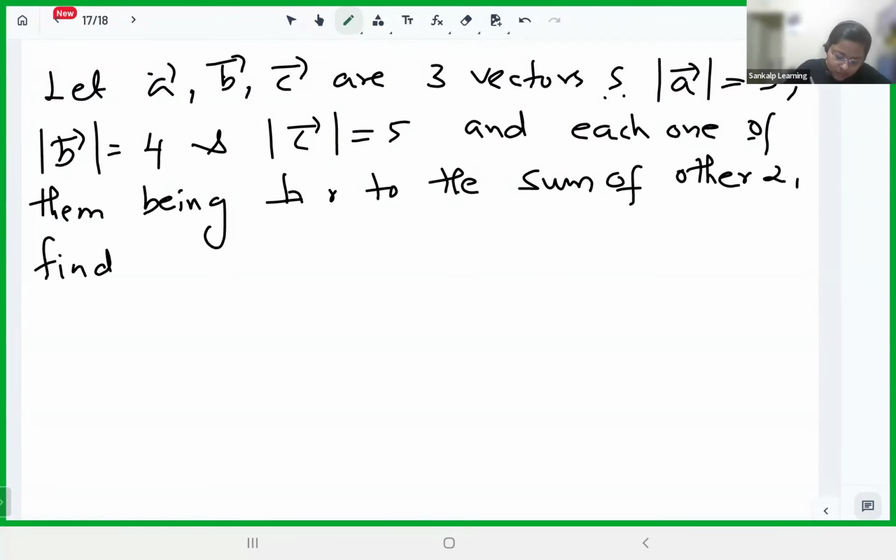Okay, A, B, C are three vectors. Their magnitudes are given as 3, 4, 5 respectively. Each one of them is perpendicular to the sum of the other two, which means vector A is perpendicular to vector B plus C. Similarly, vector B is perpendicular to vector A plus C. Similarly, vector C is perpendicular to vector A plus B.